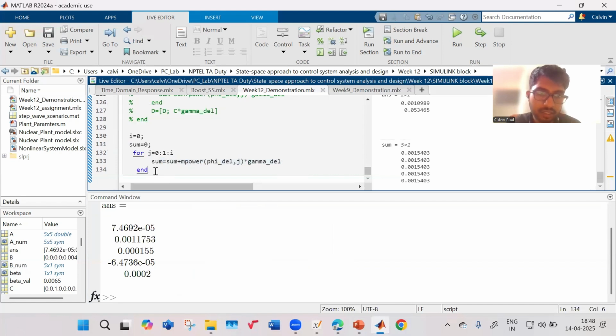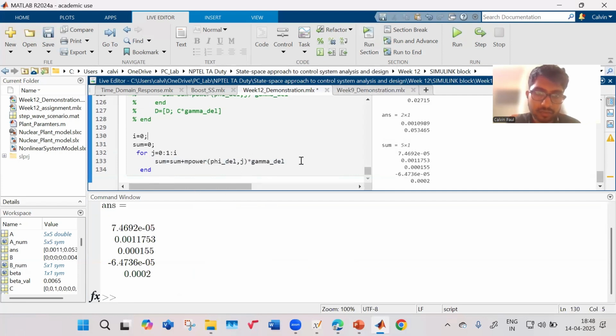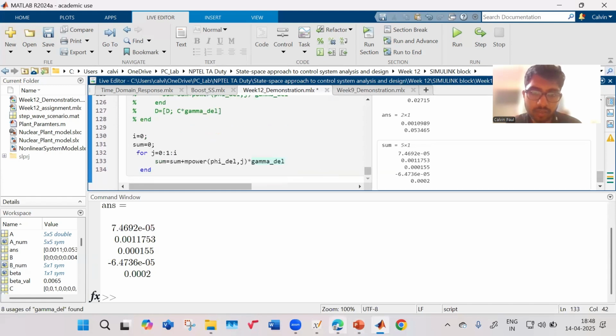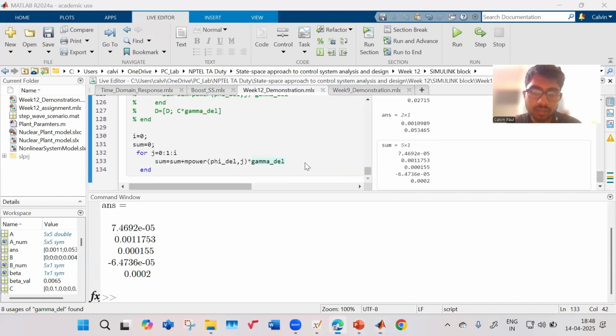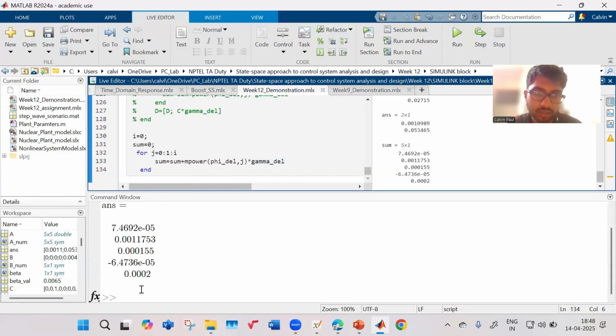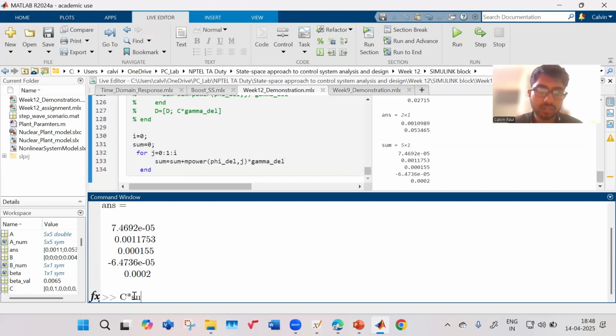Sum, let us run this section. So I get sum. Now after sum, what has to be done with sum? Sum actually is just this phi del into phi. Okay, so it has to be multiplied with C. So C into sum, that comes out to be this value.